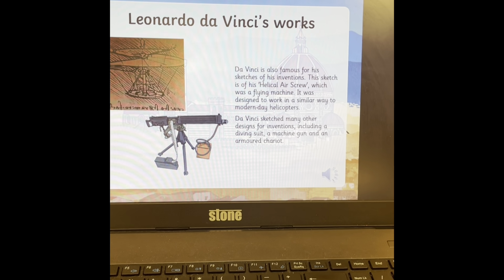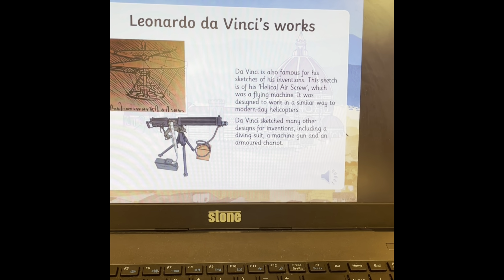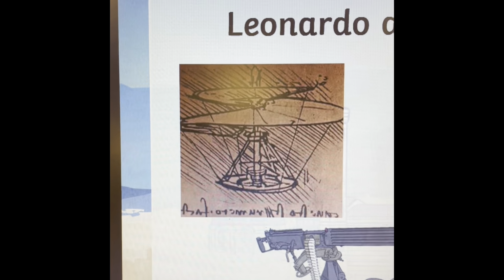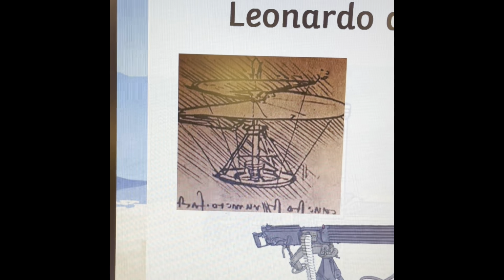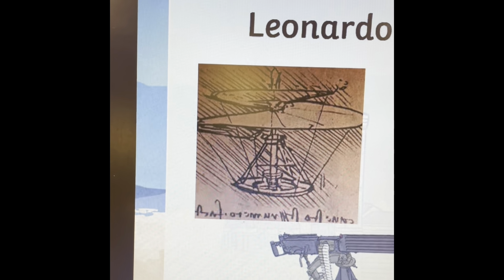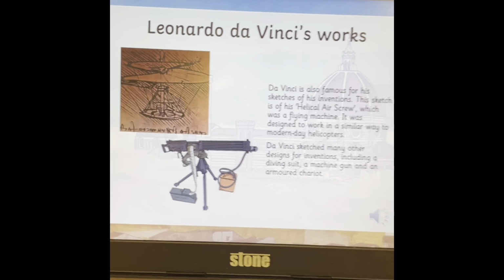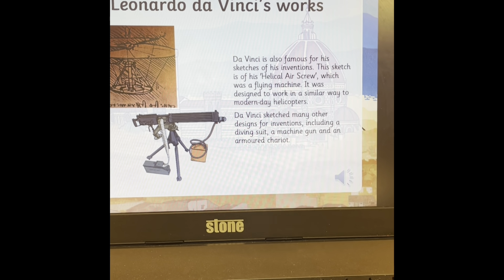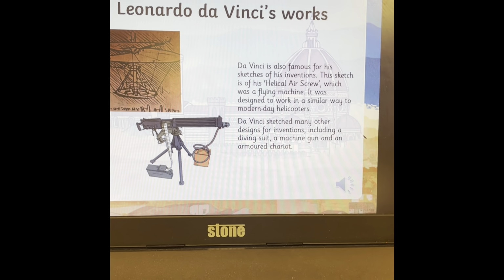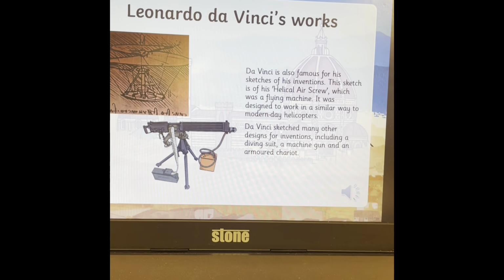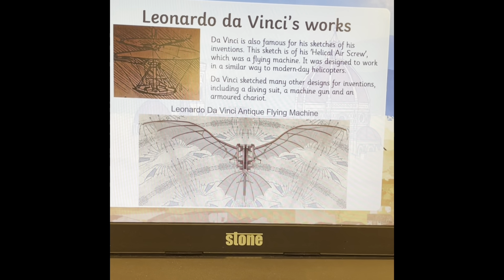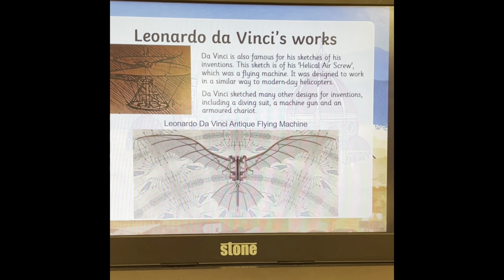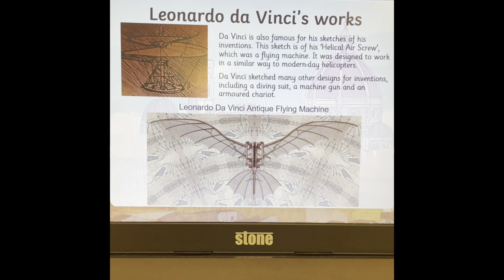Leonardo da Vinci was also famous for his sketches of his different inventions. And this is the sketch of his helical air screw, which is very much like a propeller of a modern day helicopter. So they believe that modern day helicopters came from some of Da Vinci's early sketches. He sketched many other design inventions such as a diving suit, a machine gun, an armed chariot, and this, the Leonardo da Vinci flying machine. It's one of his famous sketches, and this is the sketch we're going to be working on today.